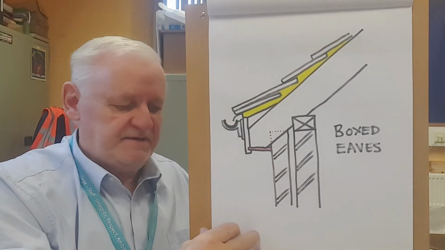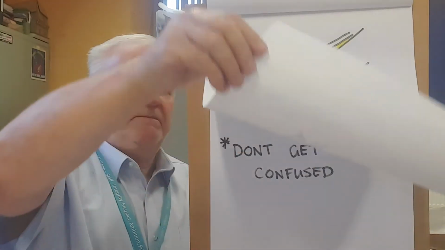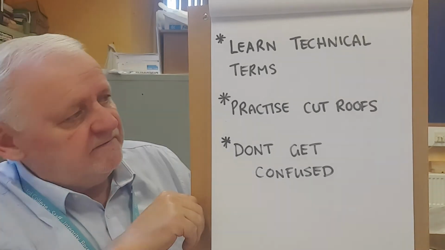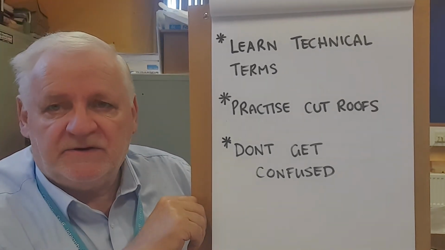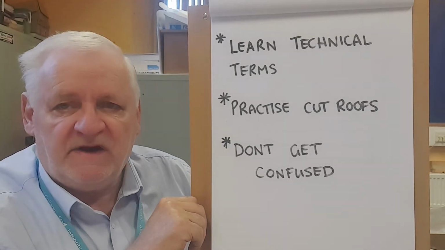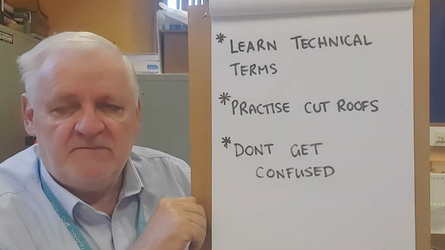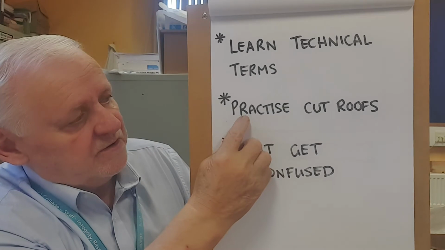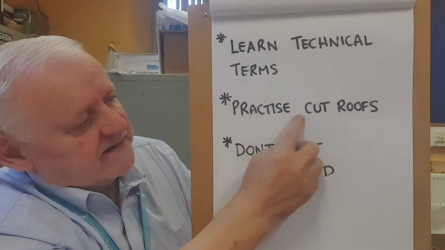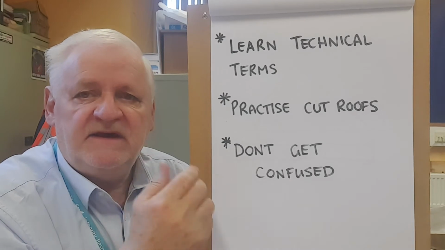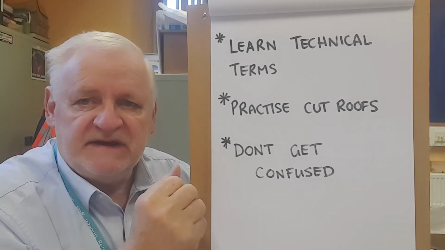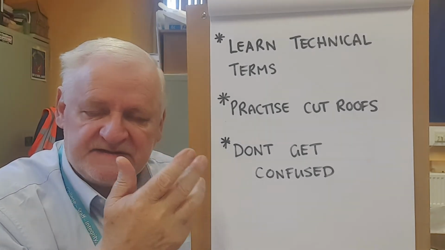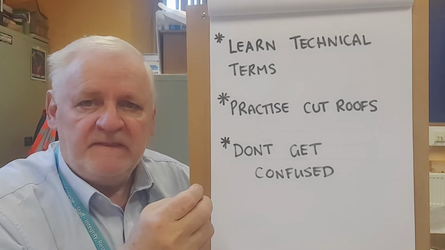So these are just some of the things that we need to know about when we're constructing roofing. It's very important that you learn the technical terms. Just learn the technical terms. Find out the names of everything. Be able to be fully conversant. Learn the language of roofing. And also practice cut roofs. Whenever there's an opportunity, practice a cut roof. If you've got a bit of spare time, you might want to make a little model for yourself and learn all the names and all the cuts associated with erecting a cut roof.